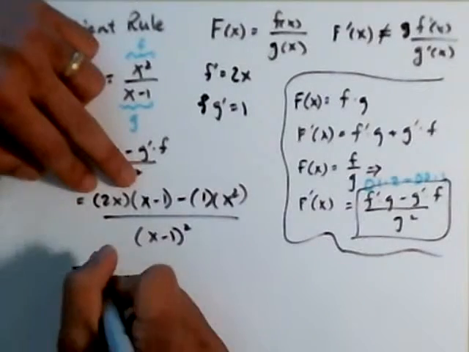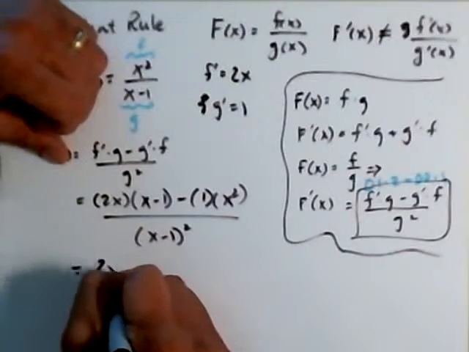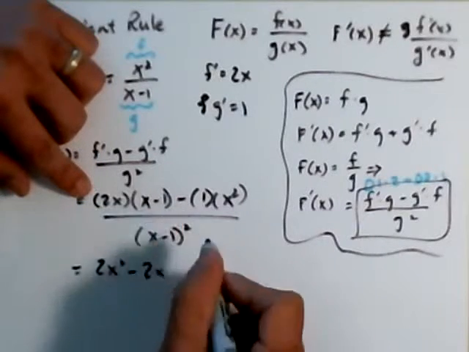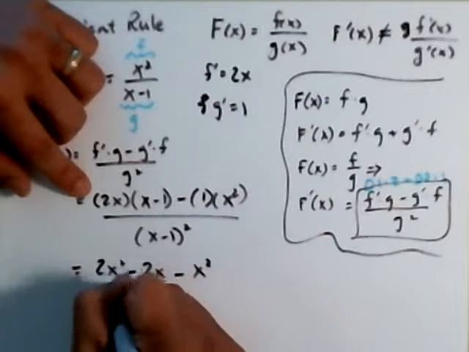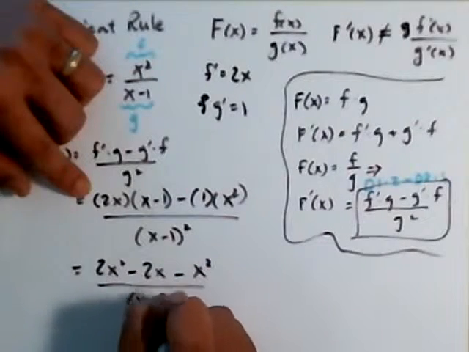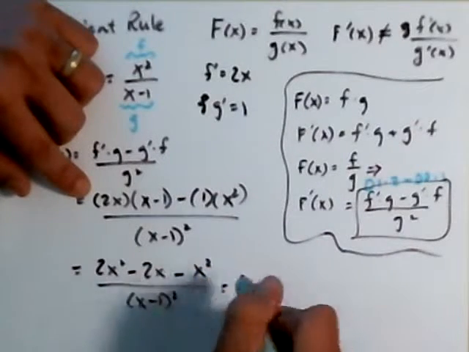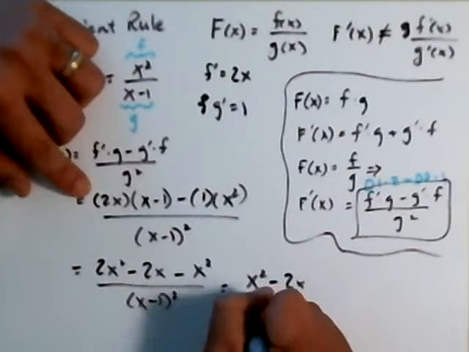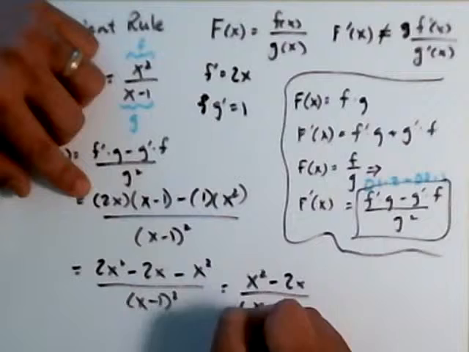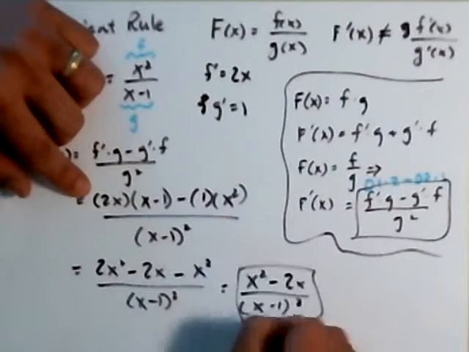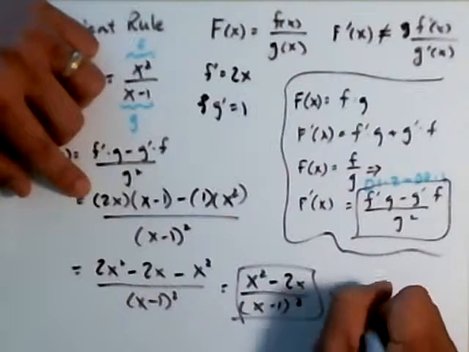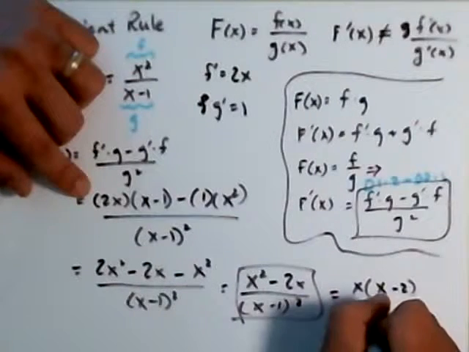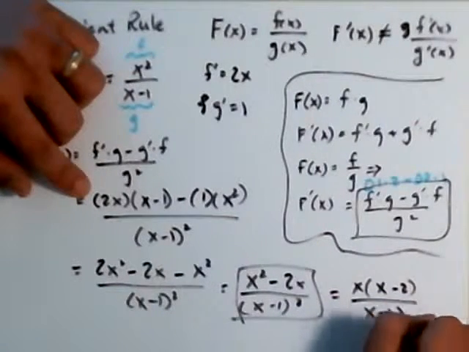We're going to simplify that. That's going to be 2x times x, it's going to be 2x squared. 2x times negative 1 is going to be minus 2x. We're going to distribute that: minus x squared all over x minus 1 quantity squared. That becomes 2x squared minus x squared is x squared. Adding like terms, minus 2x all over x minus 1 quantity squared. You can leave it like that, or you can factor out an x in the numerator. Factor out the x, you get x times x minus 2 all over x minus 1 quantity squared.